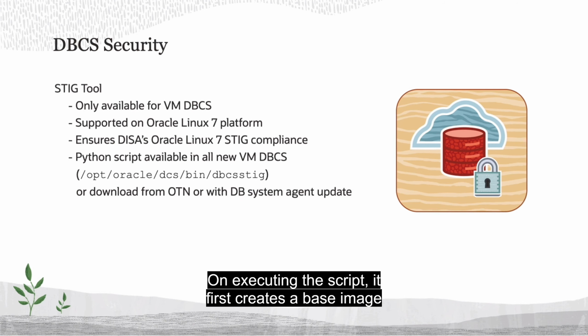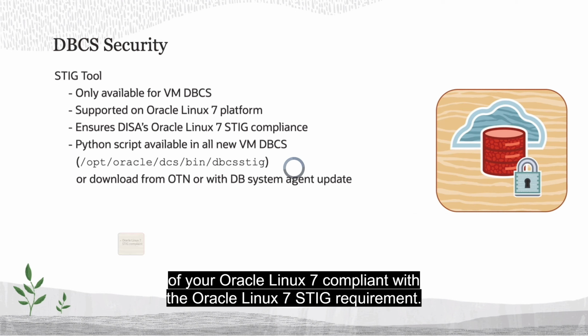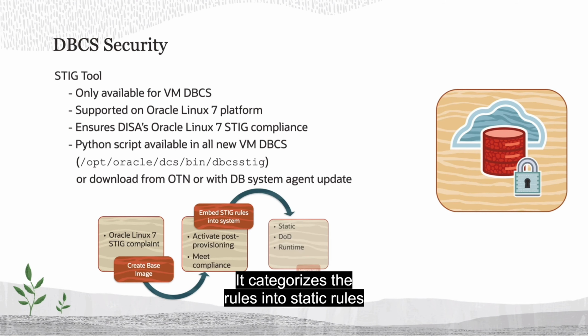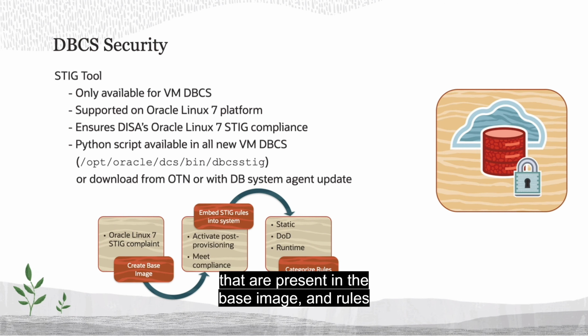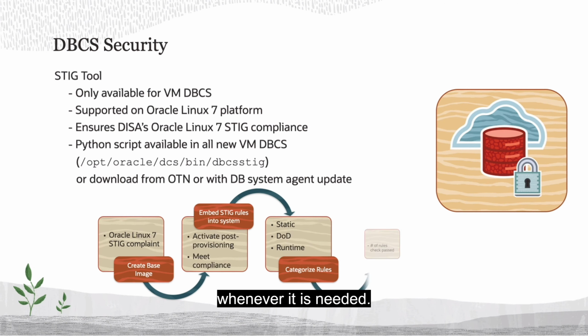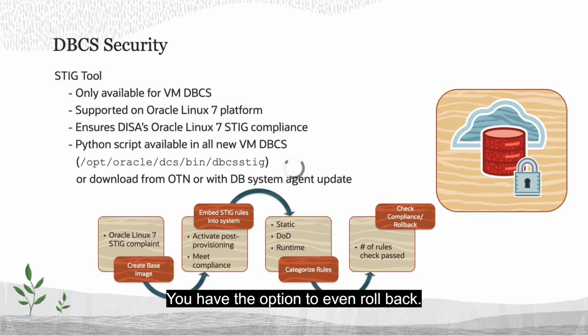On executing the script, it first creates a base image of your Oracle Linux 7 compliant with the Oracle Linux 7 STIG requirement. Then it embeds STIG rules that can be activated after provisioning. It categorizes the rules into static rules that are present in the base image and rules that can be activated after provisioning to be compliant with the US Department of Defense, or at runtime whenever it is needed. You can view the compliance check as to how many rules are passed. You have the option to even roll back.